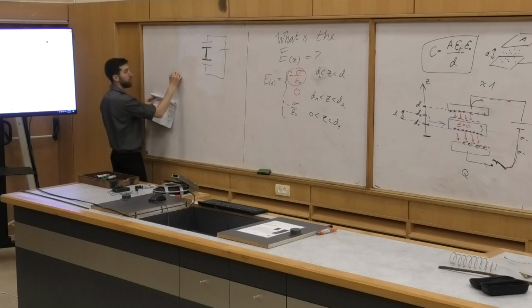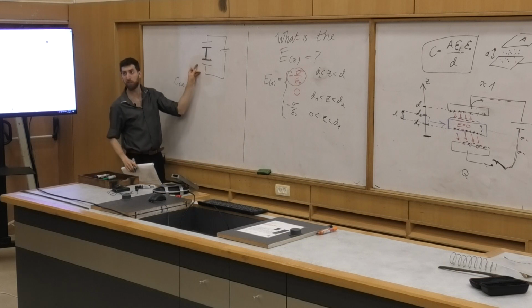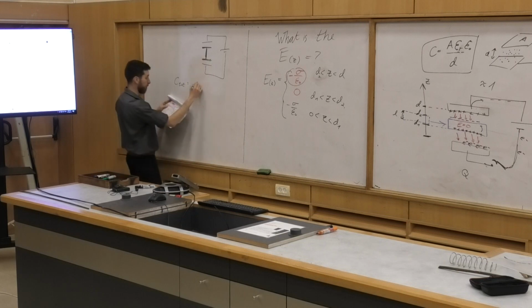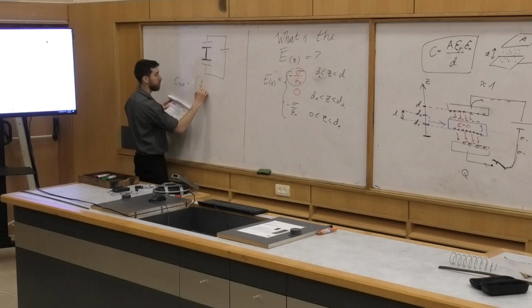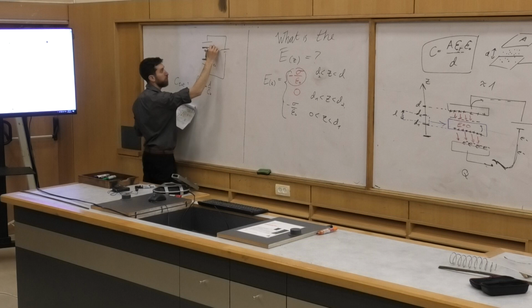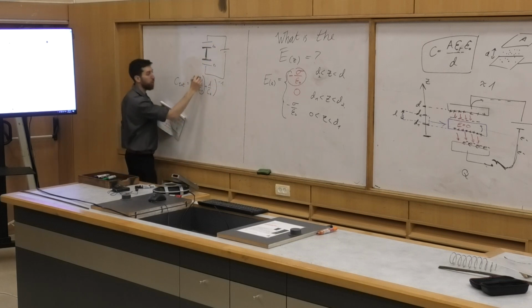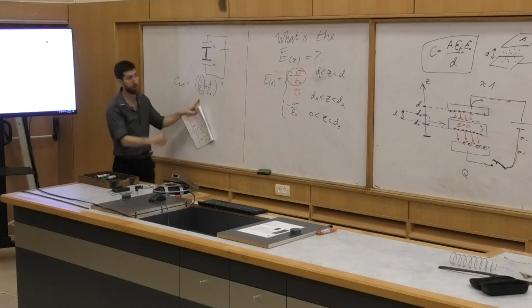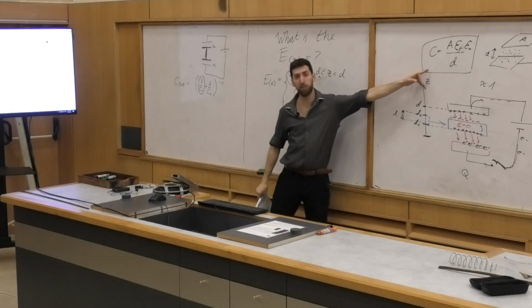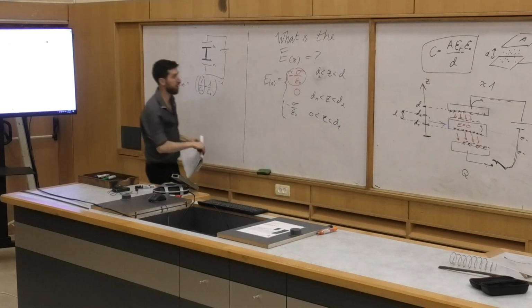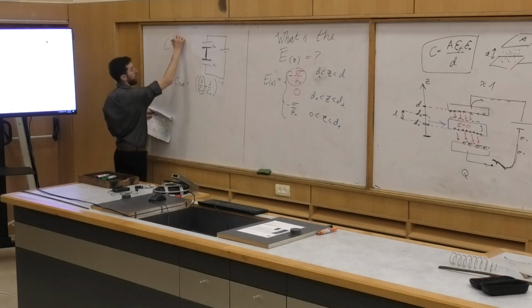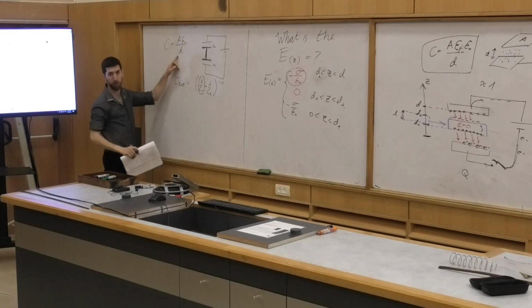So what is C total of this configuration? They are connected in which way? Series, exactly. So I know the formula: 1 over C total equals 1 over C1 plus 1 over C2, where I call this C1 and this C2. And we know these terms. I gave you the formula, and I'm going to write it again: C equals A epsilon divided by D.